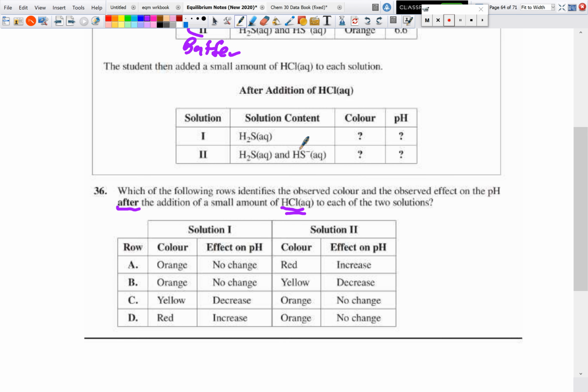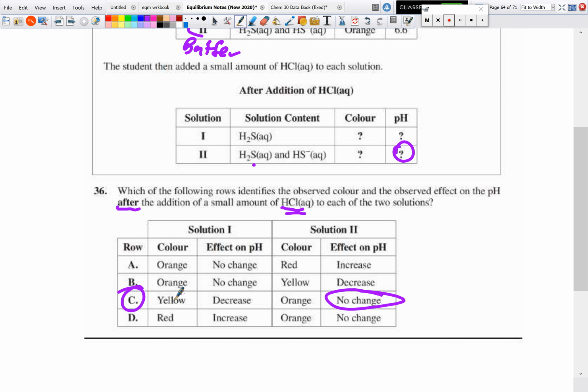So if we add a strong acid to our first solution that has no buffer, the color should change and the pH should also drop. Looking at our effects for solution 1, knowing that it's not a buffer, it's only a weak acid, if we add strong acid, we're going to decrease the pH. So solution 1: change, decrease. Oh, it has to be C, right? Just to make sure, we have our buffer solution right here, so the pH should not change whatsoever, and of course no change.